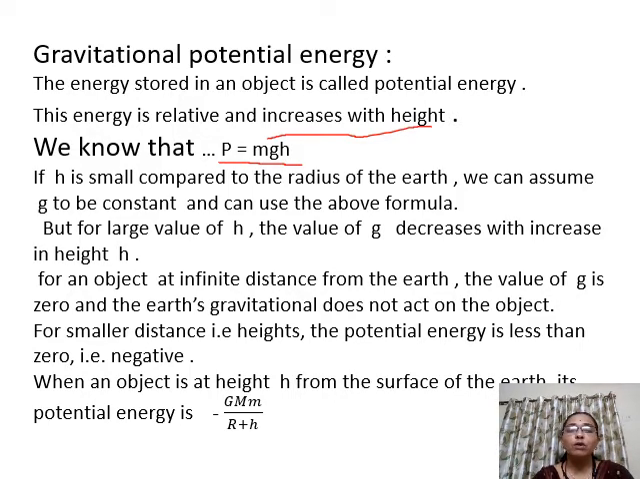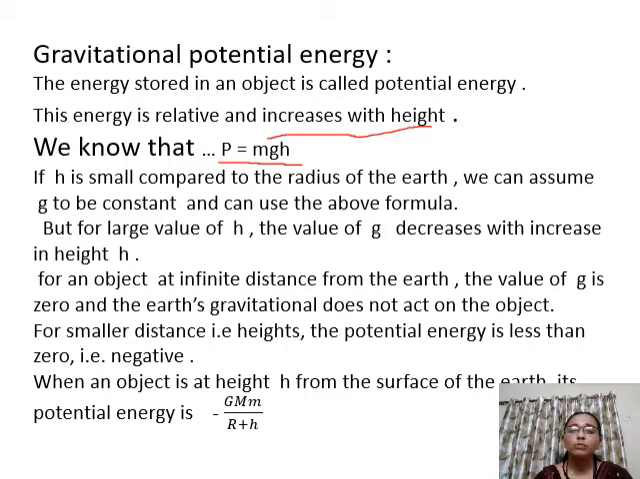If h is small compared to the radius of the earth, then we assume g to be constant and our above formula can be used here. P is equal to mgh. m means the mass of that object, g is the acceleration due to gravity, and h is the height of the object where it is placed. But for a large value of h, if the object is at a large height, the value of g decreases with increase in height. As the height goes on increasing, the value of g goes on decreasing.